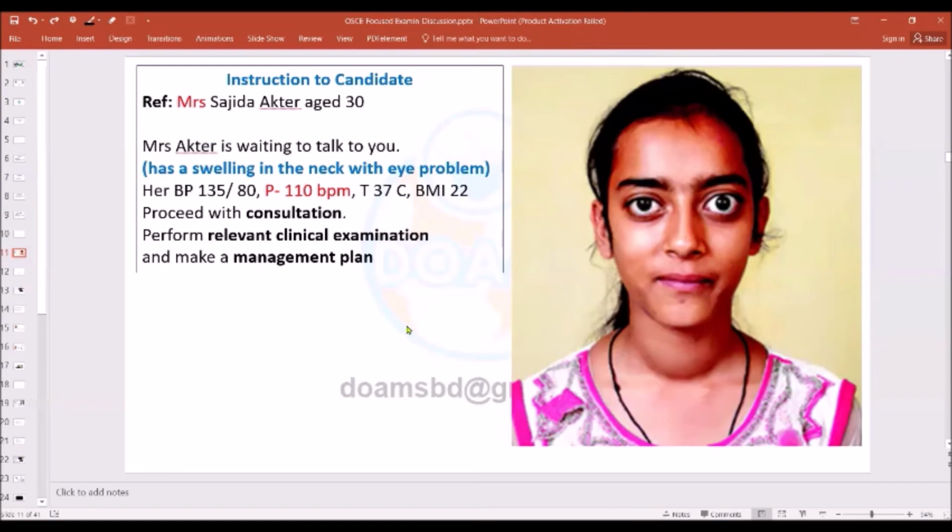But we are thinking hyperthyroidism. We will be expecting there may be exaggerated reflexes. Okay, very good. Hyperreflexia, yes. Then any other thing?